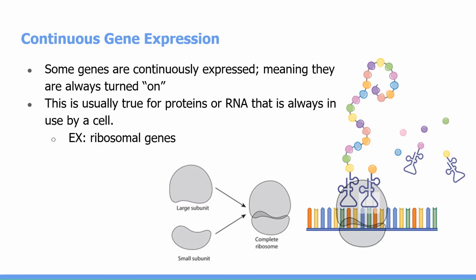And then finally, we have some genes that are always expressed, and then they're always on no matter what. And we see this image here. This is usually true for proteins or RNA that is always in use by the cell, aka ribosomal genes. So those would be considered always turned on, and there's no regulation to turn them off.